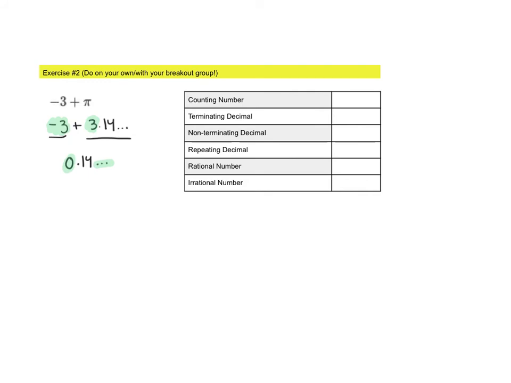So off to the side, we're going to make our selections. This is not a counting number. This is not a terminating decimal. So this is non-terminating. It does not repeat. It is not rational. It is irrational. Okay, so please go ahead and make your selections. Match them with mine. Ask me questions if you have any questions. If you got something different, let me know and we can talk about why that shouldn't be or should be. Okay, and we're going to go ahead and move into the next slide.